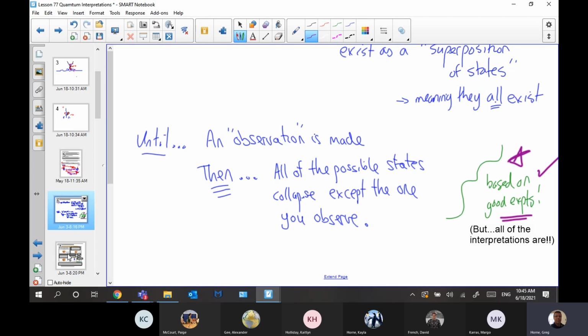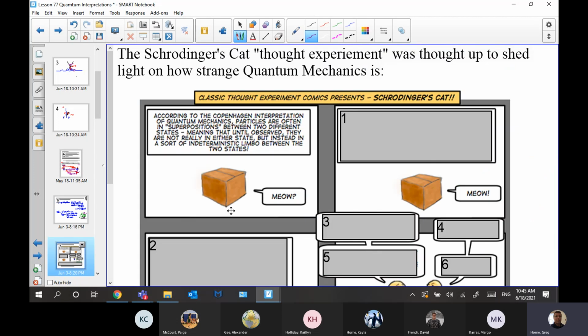That would mean that if you had a cat in a box, this is the classic thought experiment that people describe to do with Schrodinger's wave equations and the Copenhagen interpretation. So it's meant to show how strange quantum mechanics is. And we're not saying that real life behaves like this, right? But according to the quantum Copenhagen interpretation, particles are in superpositions of states, meaning that until observed, they're not really in either state, but instead in some sort of limbo between the two.